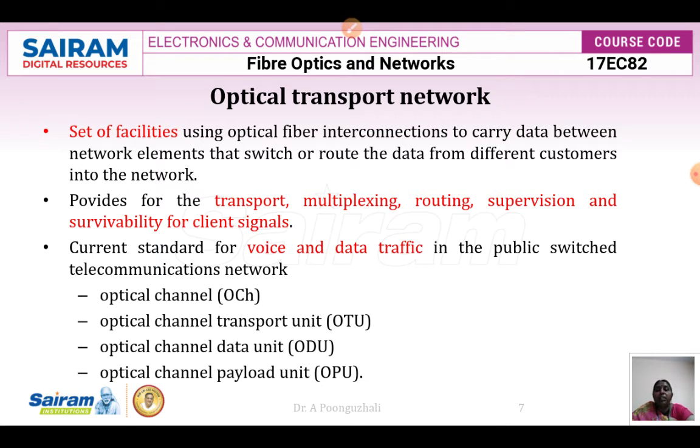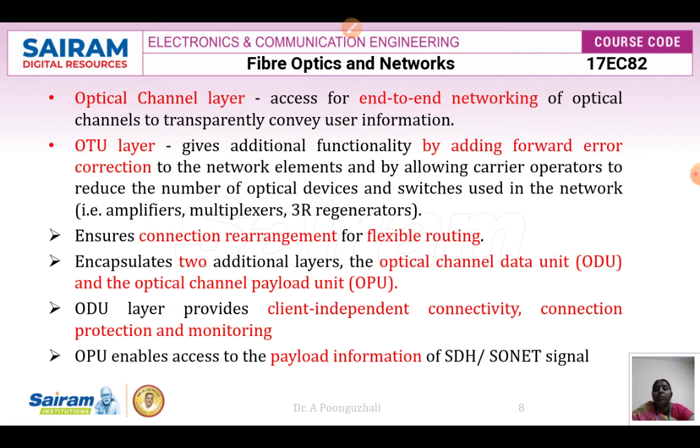The current standard used for voice and data traffic in your public switched telecommunication network consists of the optical channel transport unit, optical channel data unit, and optical channel payload unit. First we will see about the optical channel layer. The optical channel layer provides access for the end-to-end networking of the optical channels, so that it can convey the user information. The user information should be conveyed transparently.